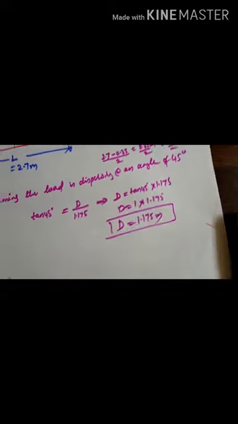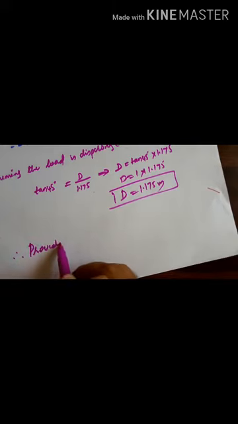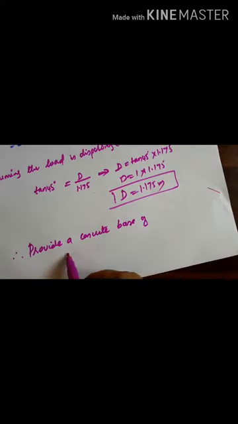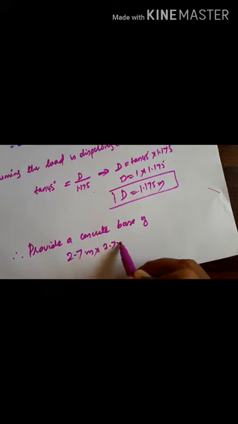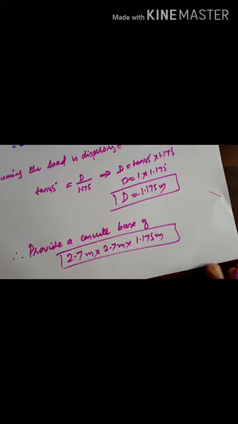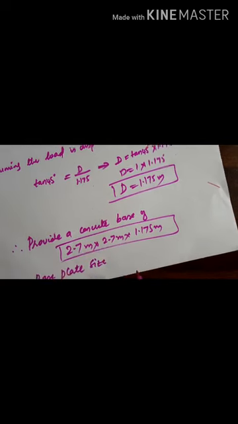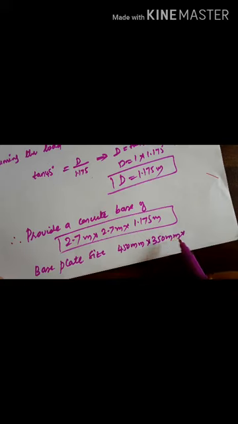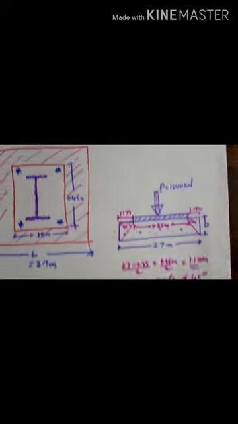Therefore, provide a concrete base of 2.7 meter by 2.7 meter by 1.175 meter. This much concrete base is required. And on the concrete base you have to provide a base plate of size 450 mm by 350 mm by 14 mm. This was the size, the same as provided here.